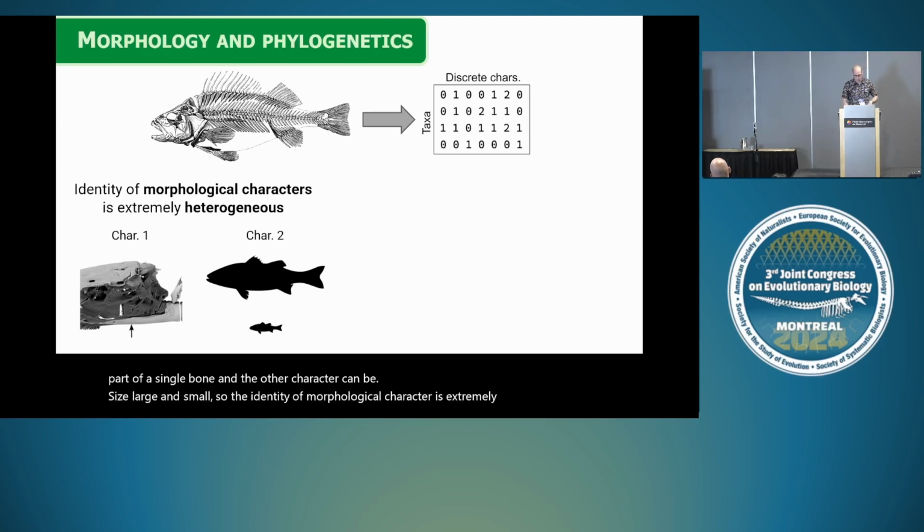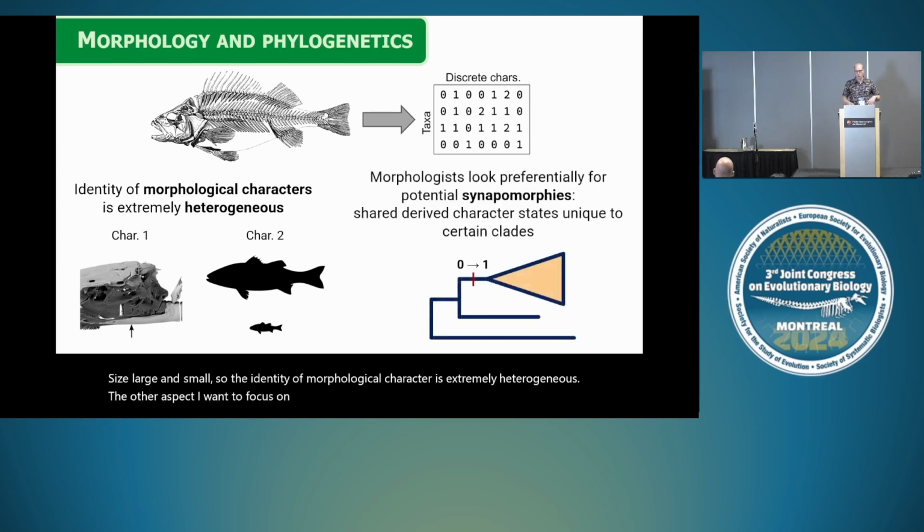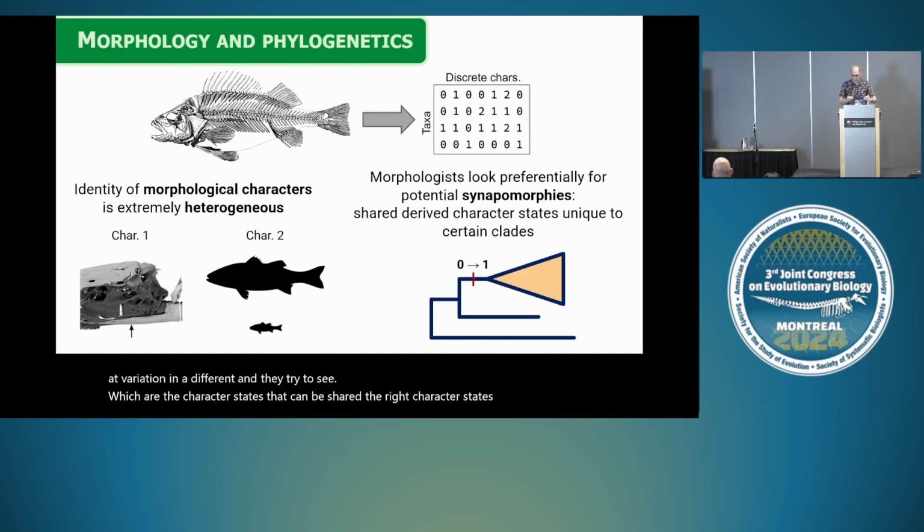The other aspect I want to focus on is that when morphologists code morphological data into these data sets, they tend to look preferentially for potential synapomorphies. So they look at variation in different taxa, and they try to see which are the character states that can be shared derived character states uniting some taxa to the exclusion of others.